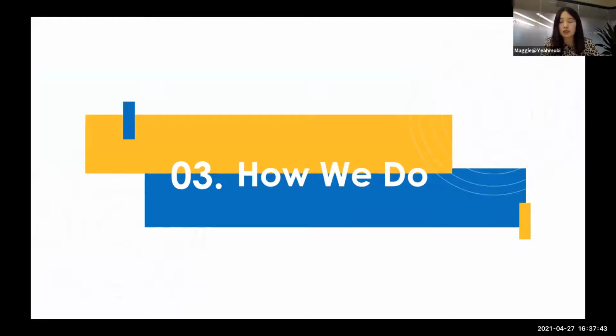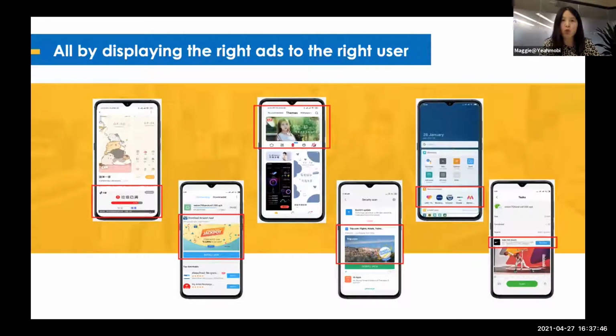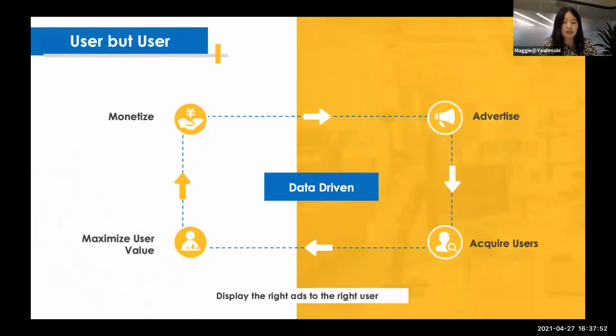That is the second part. For the third part, I will introduce how we display the right ads to the right user globally. As I mentioned, we basically connect the advertisers and the users. Our advertisers want to acquire users globally, and they want to acquire quality users globally. Like if I have a game app, I want to acquire users who play my game and would also like to buy some cards or other things in my app.